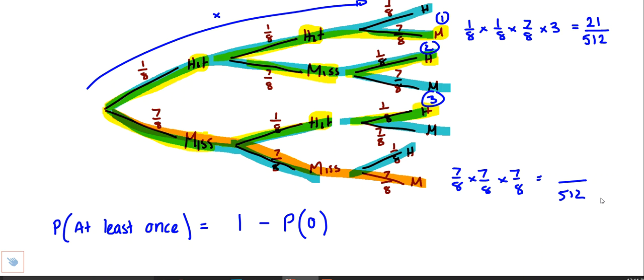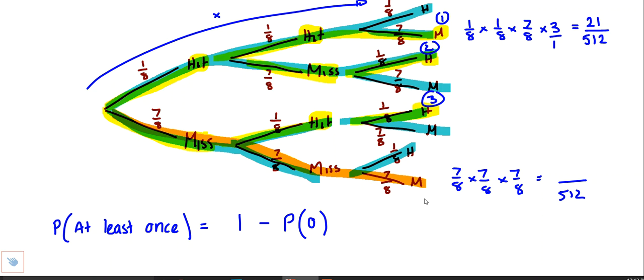49 times 7. When you multiply fractions, you do tops and bottoms. What's 7 cubed?